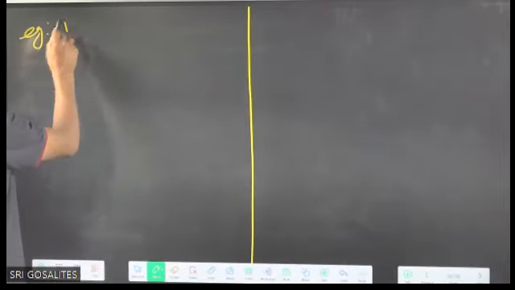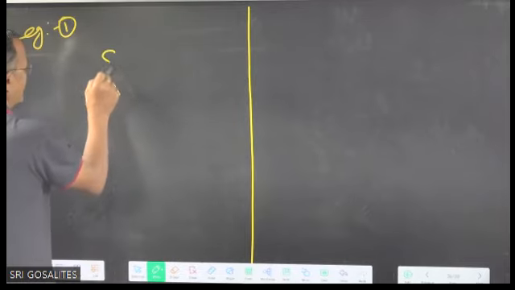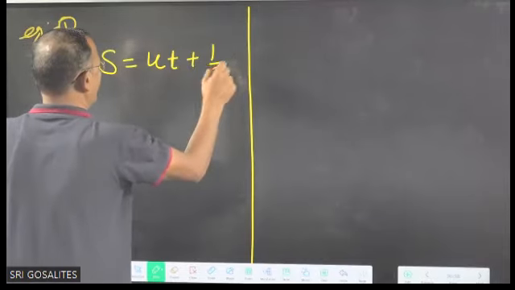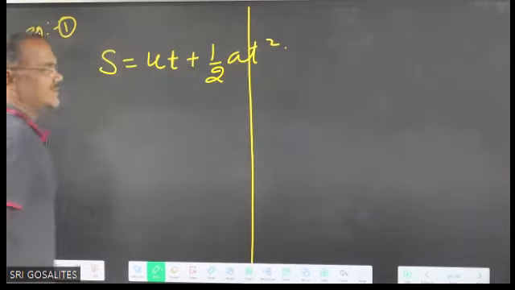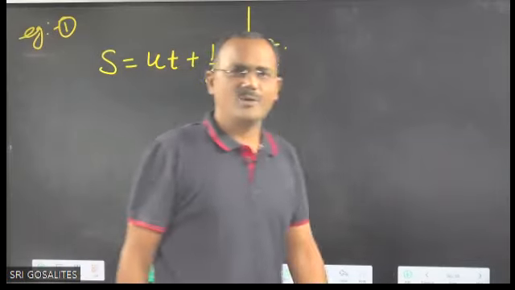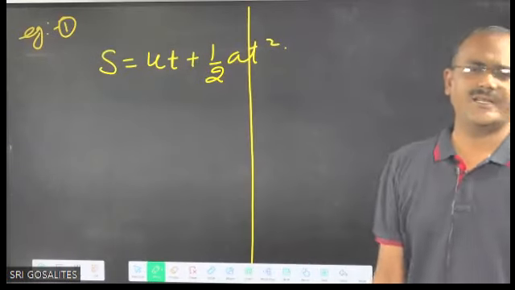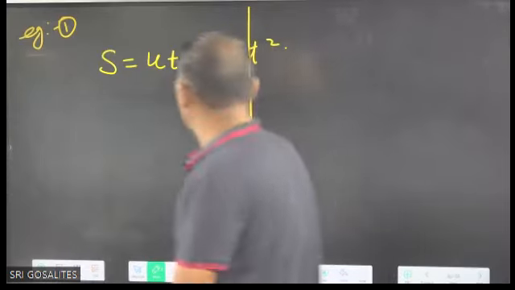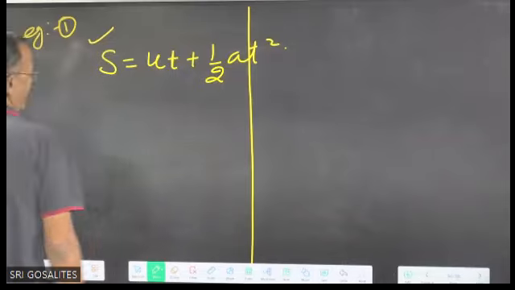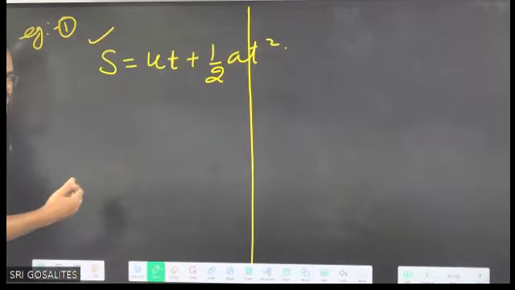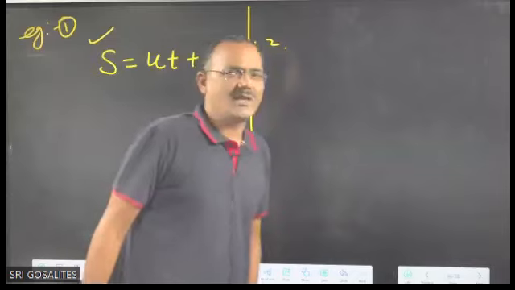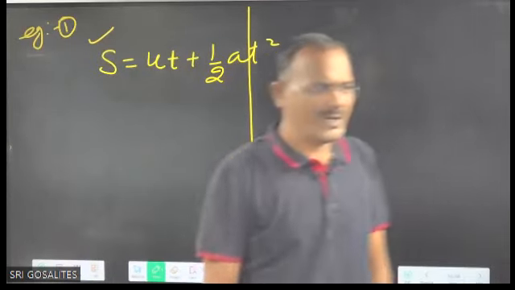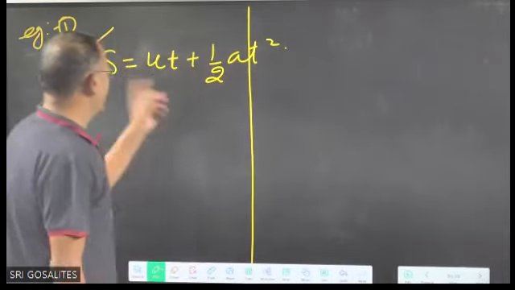See children, Example 1. You know, the distance covered by a body formula is what generally? Newton's equation of motion is what? S equals ut plus half a t square. Is this right or not? No, it's the second equation. Newton's first equation is v equals u plus at. The second equation is ut plus half a t square, and the third is v square equals u square plus 2as. Here we have the second equation.